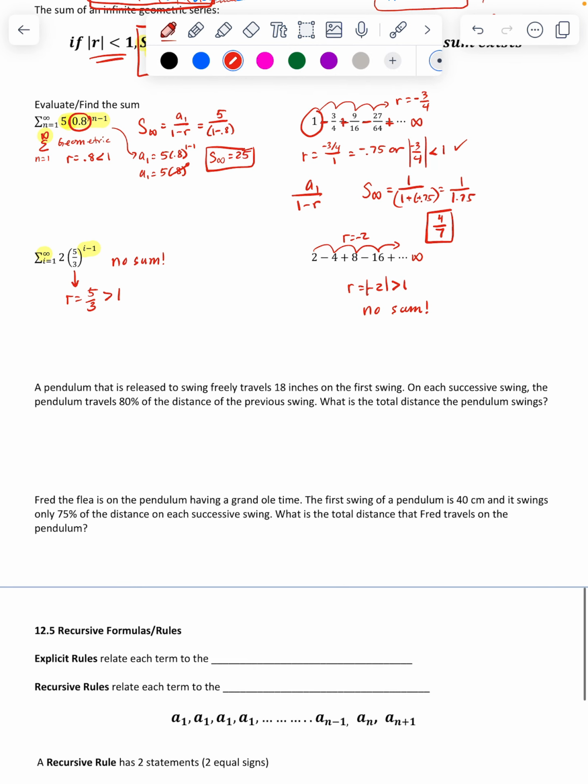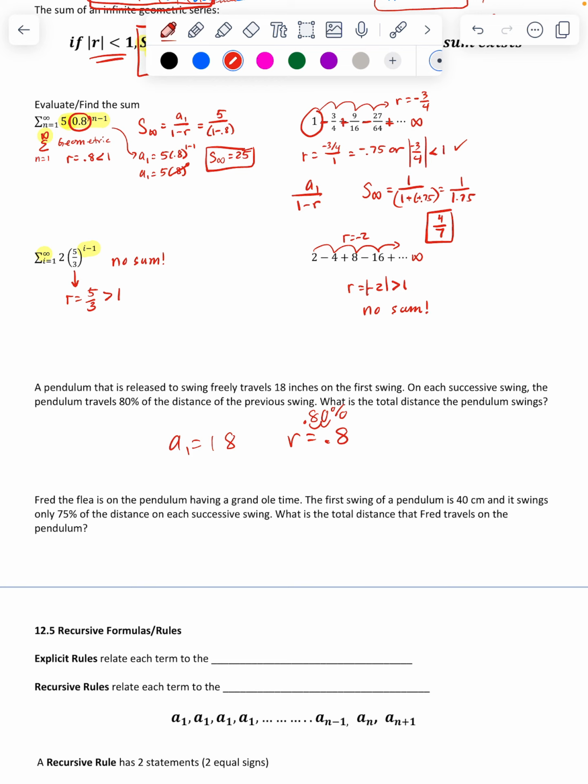Don't freak out about these. A pendulum, meaning a thing that swings back and forth, is released and it swings freely. It travels 18 inches on the first swing. So that's your first term. On each successive swing, meaning the next swing, it travels 80%. So that's my R value. It's only going 0.8, which came from 80%. And like always, we have to move the decimal over two, because it's 80 out of 100.